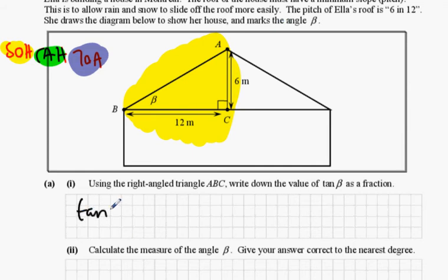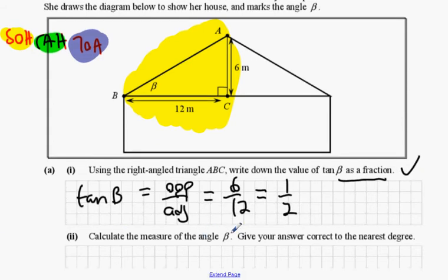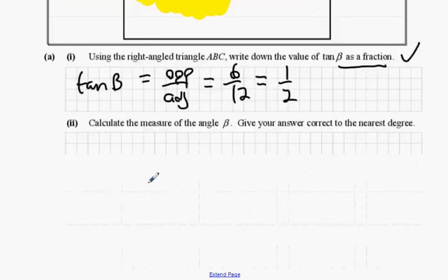So tan is equal to what? Toa. O and A. Opposite over adjacent. Which is a half. Write it as a fraction. Yes sir. Alright. Calculate the measure of angle B. How do you find out what this angle is? There's a special button that does it for you. Anybody remember the button?